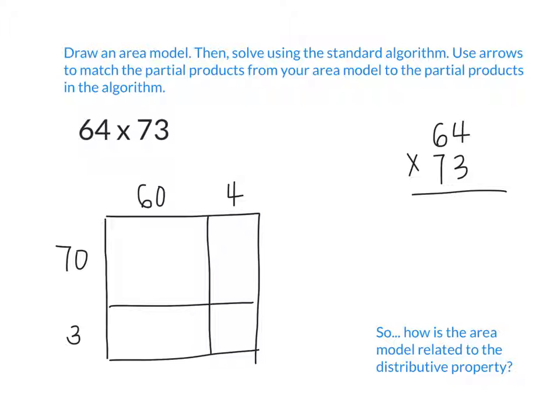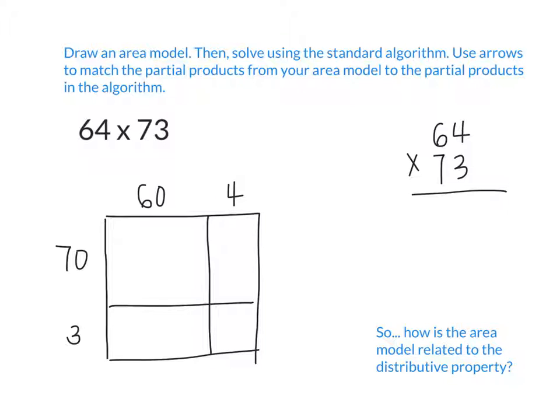Now, we have 64 times 73. Today's area model looks a little bit different than yesterday's area model. What's different about today's area model compared to yesterday's area model? Allie? It's split into 4 parts. Yeah, yesterday we only split it into 2 parts. We only split it horizontally yesterday.